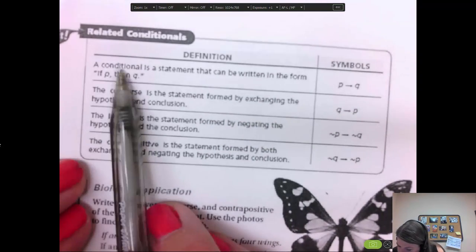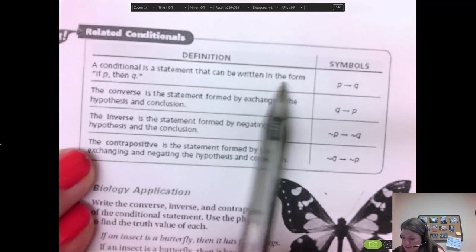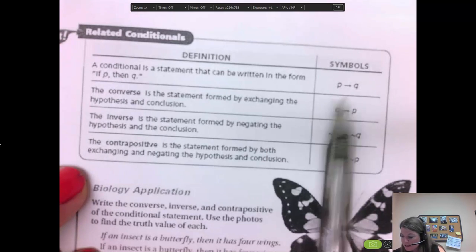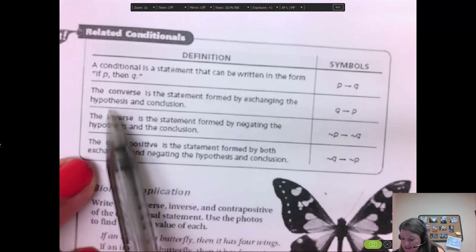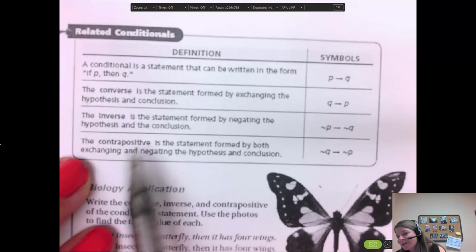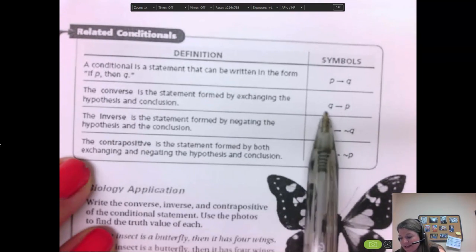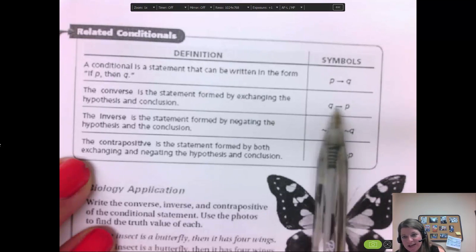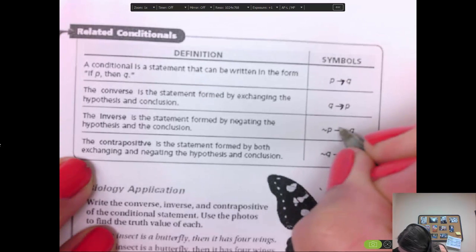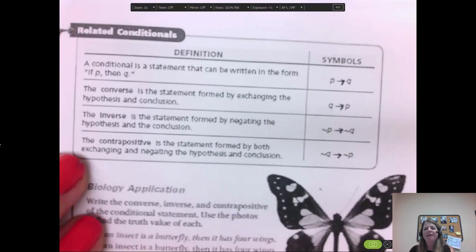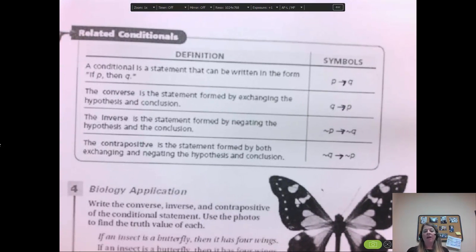Okay. A conditional is a statement that can be written in the form if P then Q, here's your symbol. The converse is a statement formed by exchanging the hypothesis and the conclusion. So if you exchange them, you would then be applying that Q leads to P. This is an arrow. It doesn't quite come through as an arrow on here for some reason, but that's an arrow. That's important on the symbolizing. So we have something called a converse. All a converse does is switch it. So you switch what you start with, your hypothesis and your conclusion, and you interchange those. So that is the converse.